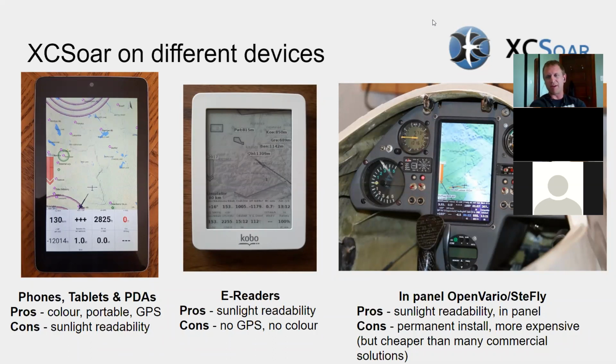So these ones, they have great sunlight readability. They're in the panel, so you don't have to mount them on what can sometimes be a flimsy holder. But they're also permanent, and they cost more than just a regular phone or an e-reader or something like that. So you have to be a little more committed to go with something like that.